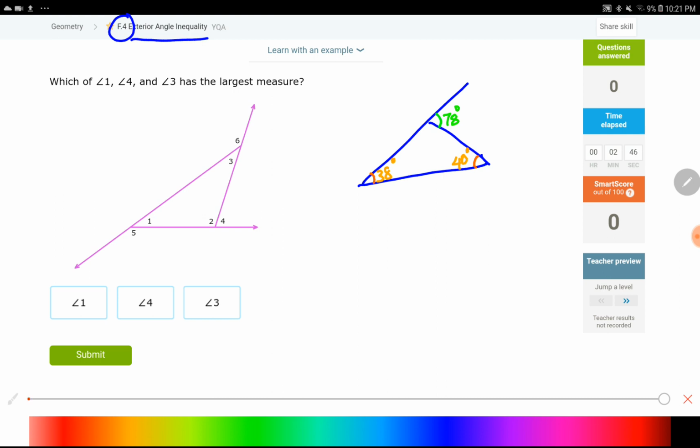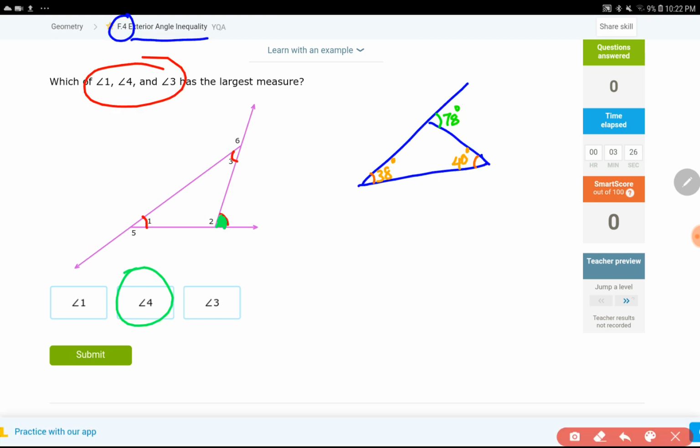So back to our question. It gives us three angles: angle 1, 4, and 3. Angle 1 is right here, 3 is right here, and 4 is right there. So the two interior angles are 1 and 3, and then there is this remote exterior angle. Whatever 1 and 3 are, when you add them together, they will make up the green angle. So the green is the biggest one right here, which is angle 4. So 1 and 3 are the interiors. They add up together to create the remote exterior angle, which is 4 in this case. Moving on to the next level.